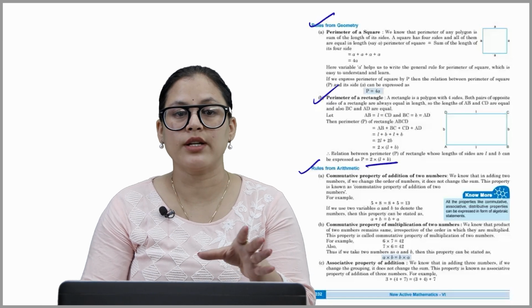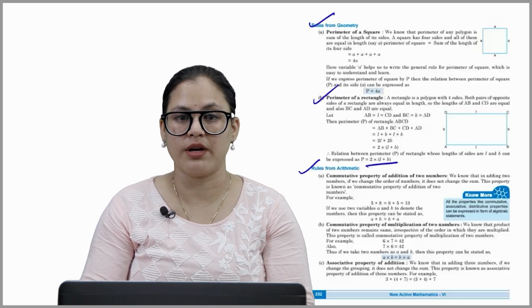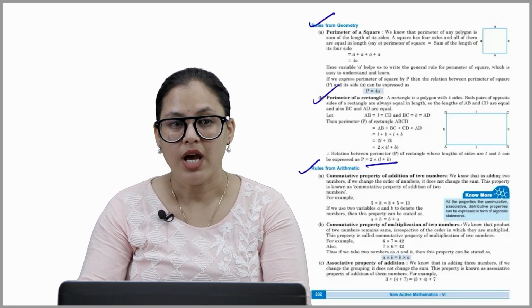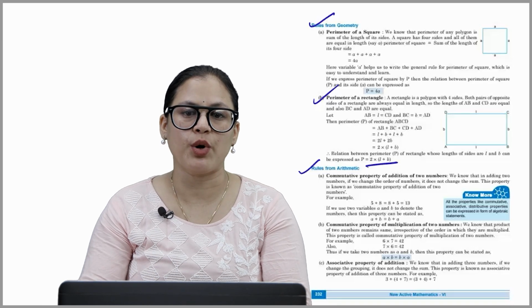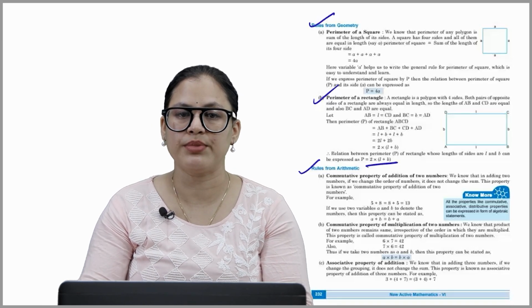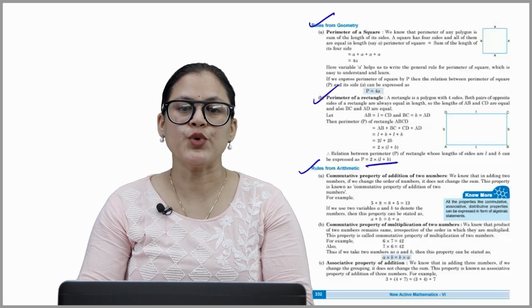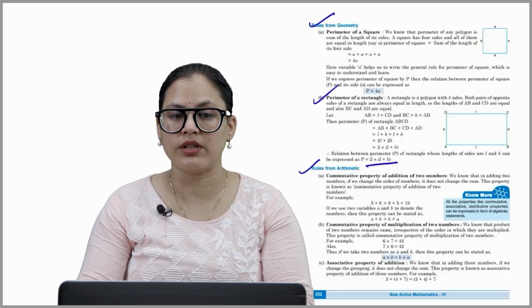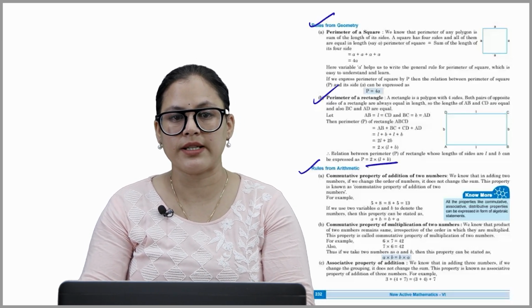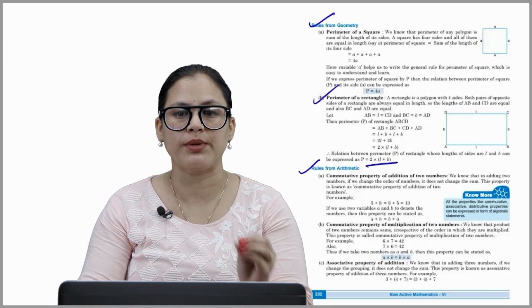We know that in adding two numbers, if we change the order of the numbers, it doesn't change the sum. This property is known as the commutative property of addition of two numbers. For example, 5 plus 8 is equal to 8 plus 5 is equal to 13. If we use two variables A and B to denote the numbers, then this property can be stated as A plus B is equal to B plus A.